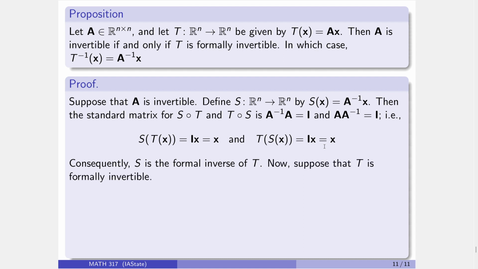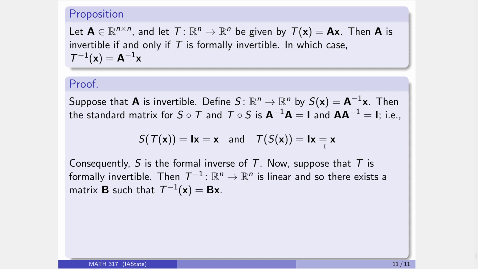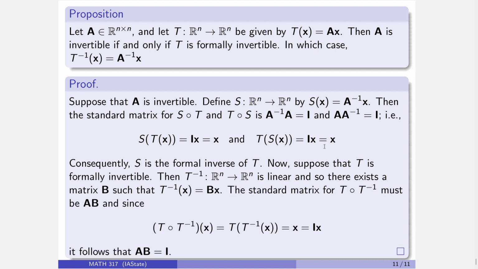Conversely, suppose that T is a formally invertible mapping. T inverse, as we proved, must be linear, and so we have a matrix B that represents it. But as we just proved, T circ T inverse must have A times B as its standard matrix, but what is T circ T inverse of x equal to? Well, it's the identity times x, which means that A times B must be the identity, and thus A is an invertible matrix, as promised.